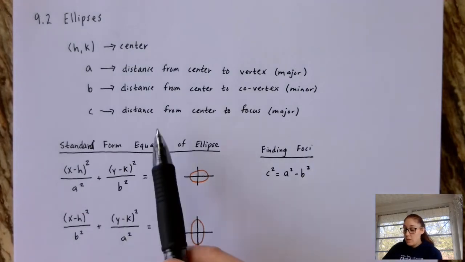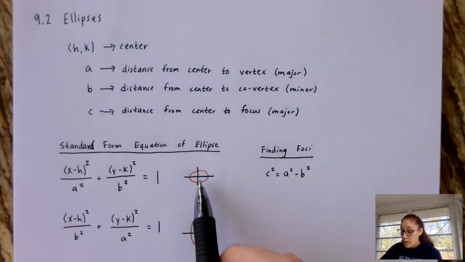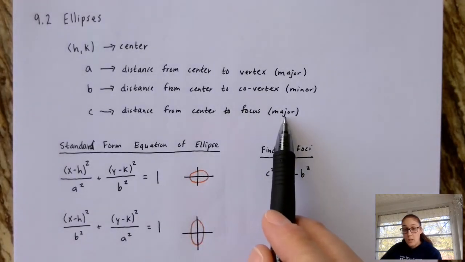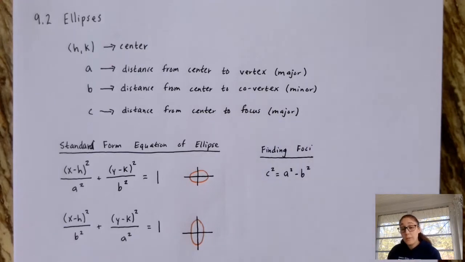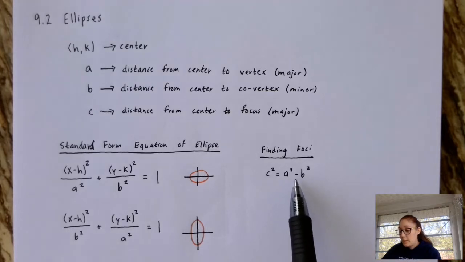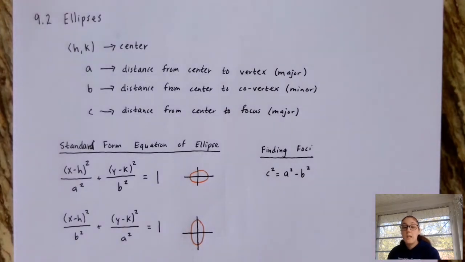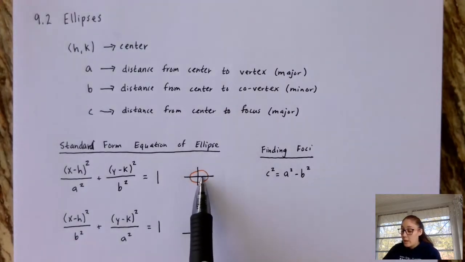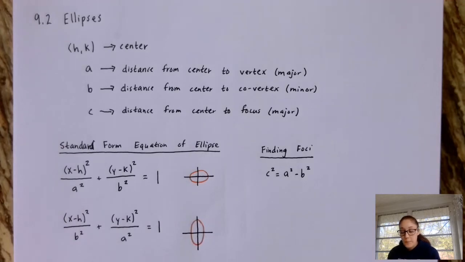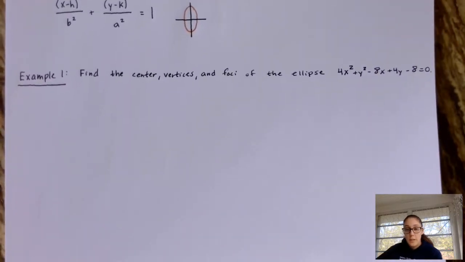And then c would be the distance from the center to the focus. I haven't drawn them out here, but the focus would be inside somewhere, and the focus is always along the major axis. If you want to find the exact spot for your focus, there's a formula for it. It almost looks like the Pythagorean theorem, but it's not the same. This is a squared minus b squared equals c squared. If you solve for c, you can figure out where each focus is inside of your ellipse. Alright, so we're going to use all of this information to solve this first example. We only have this one and then one other.